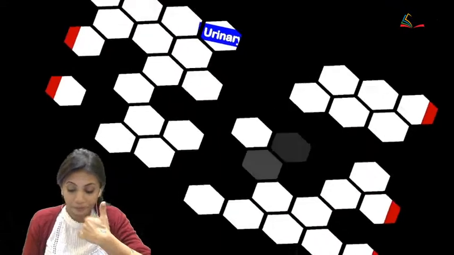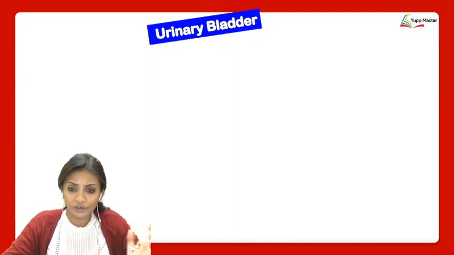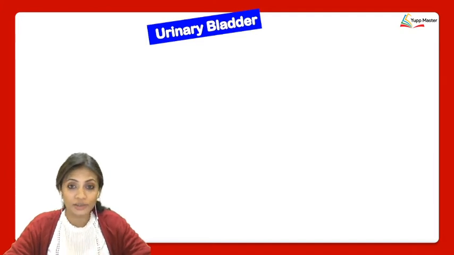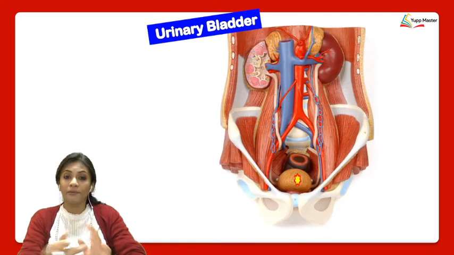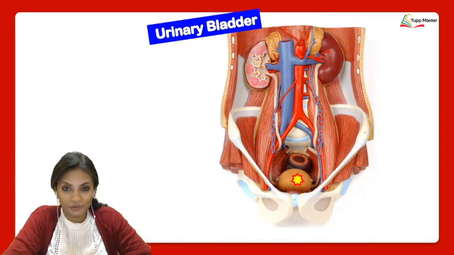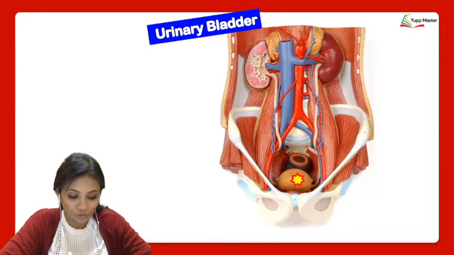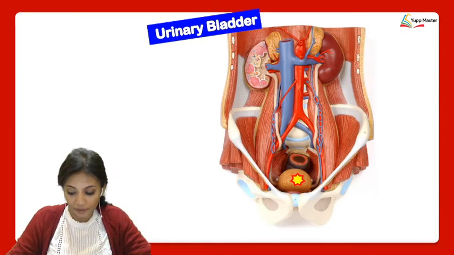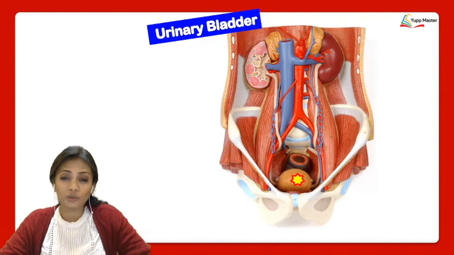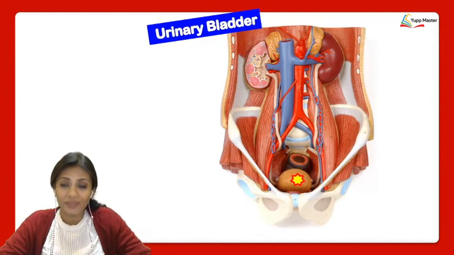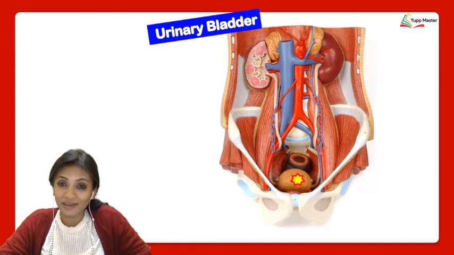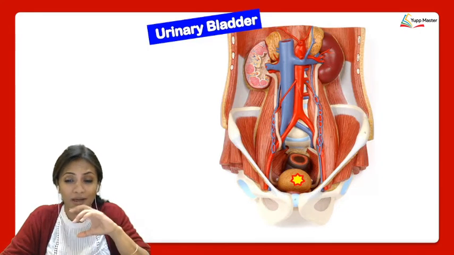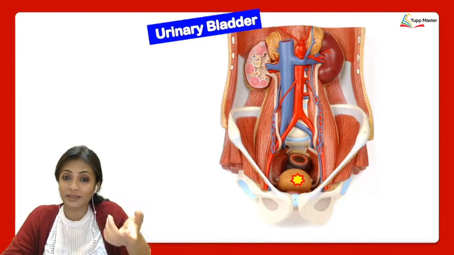Now let's see ahead. After the kidneys, we moved on towards the ureters. Now let's head on towards the urinary bladder. Before we actually start with the urinary bladder, my question to you is: how much urine should be filled in the bladder for you to get the indication that you need to go and empty your urine, that urge for passing out urine?